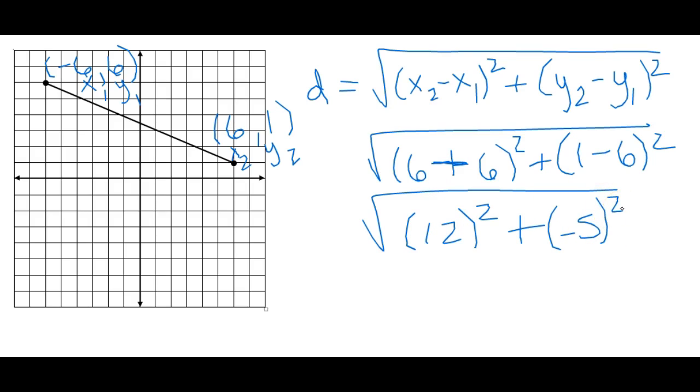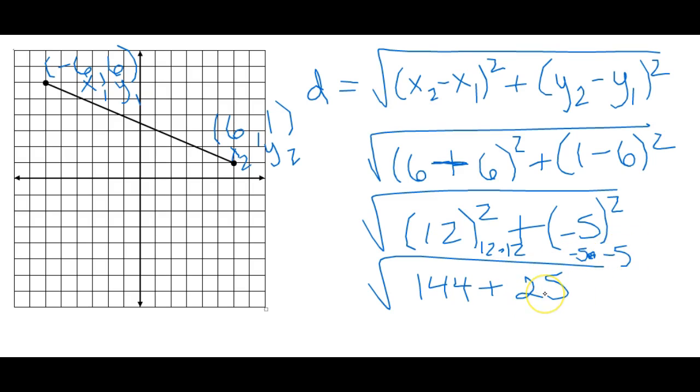Then order of operations says to square, so use the exponents. 12 squared means to do 12 times 12. We are not doing 12 times 2. Squared means take this number and multiply it by itself. So that is 144. Negative 5 squared means do negative 5 times negative 5, which is positive 25.